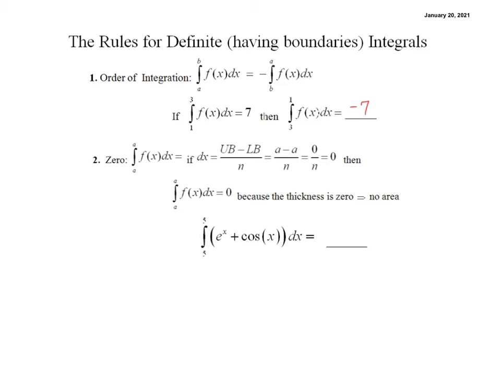Number 2 rule is the zero rule, and it says that the integral from a to a is going to be 0. And that makes sense because you have absolutely 0 width. And since that thickness is 0, the integral from 5 to 5, of course, is going to be 0. It doesn't even matter what this is. If it's an integral from 5 to 5, the value of the integral is 0.